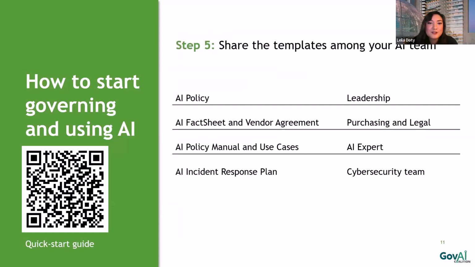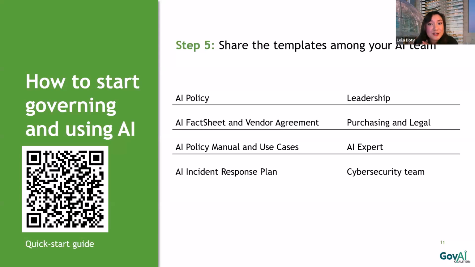Cool. Once you have your AI policy squared away with leadership, the next step that we see is to start circulating the other policy templates with your core AI team and to get their approval. For example, the AI fact sheet and the vendor agreement are very important to the procurement process and working with vendors. But before you start to actually implement those documents, you should definitely run them by your legal team and your procurement team to reconcile them with any existing procurement processes or legal language that's already in place at your agency, just to make sure that there's nothing conflicting there.